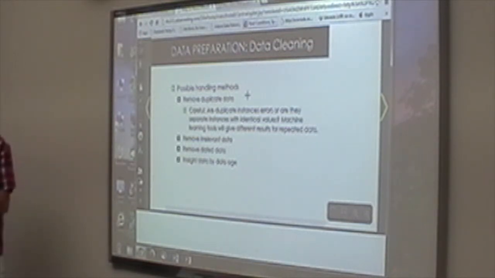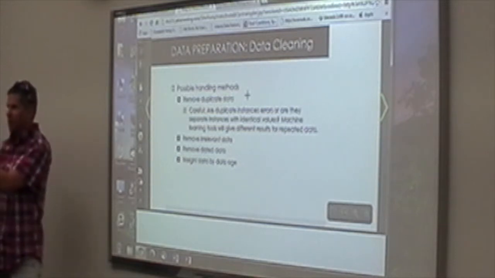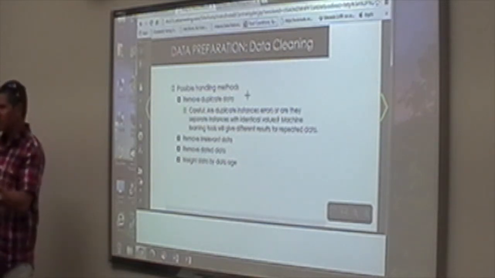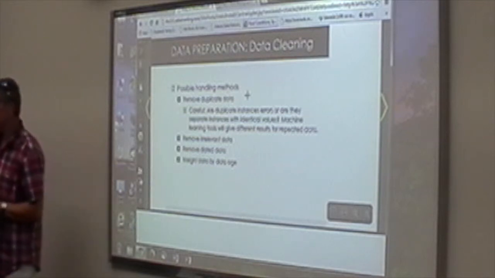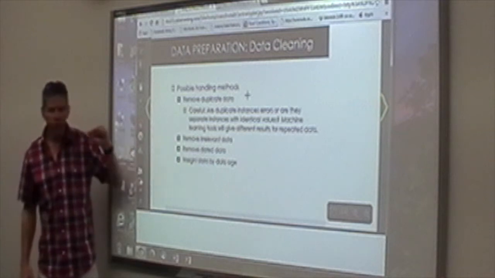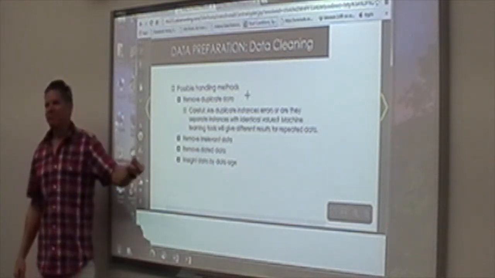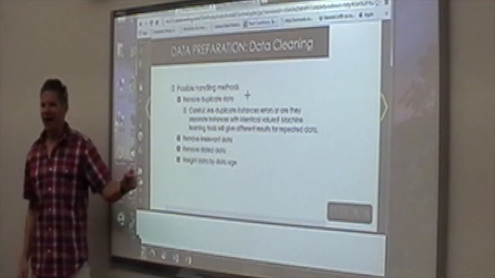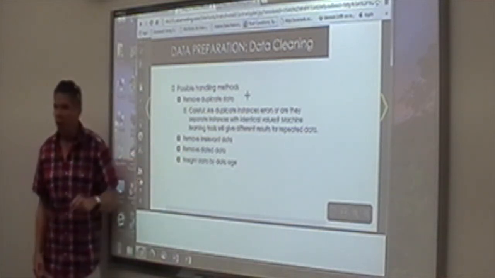Versus maybe Cody gets James' information, and then Cody goes over to Pablo. But all the information about Pablo is identical with the information about James. That's not a duplicate. It's just the same information from two different sources. What information are you trying to get? So other things you can do: remove irrelevant data, remove dated data. We talked about that already, the older data, or weighted.